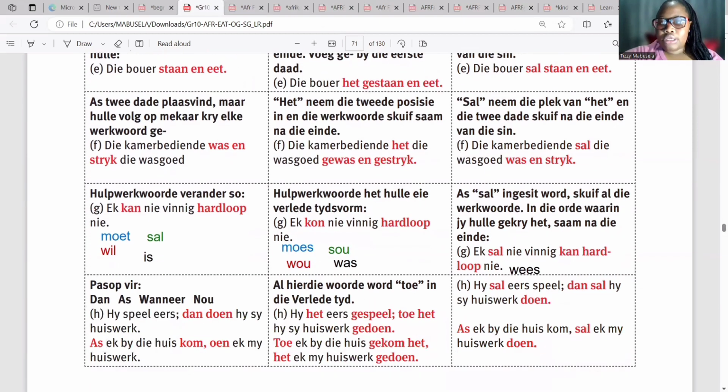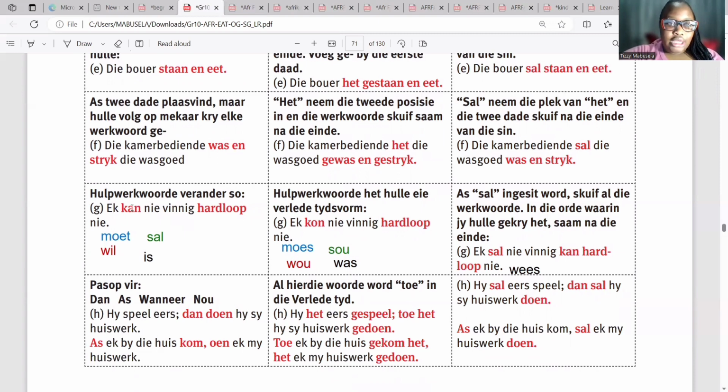So you're still sticking to the rule that you are going to add sal next to the onderwerp, and our verbs will go to the end of the sentence. So now what do you do if we have auxiliary verbs in a sentence? Auxiliary verbs, also known as hulpwerkwoorde, are helping verbs. They're not standing alone in the sentence. They have another verb as well.